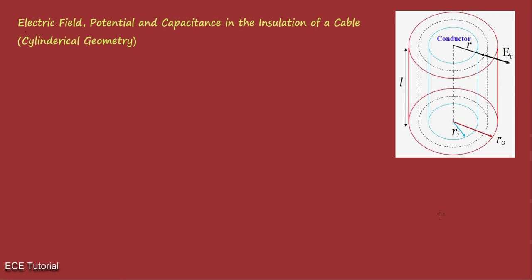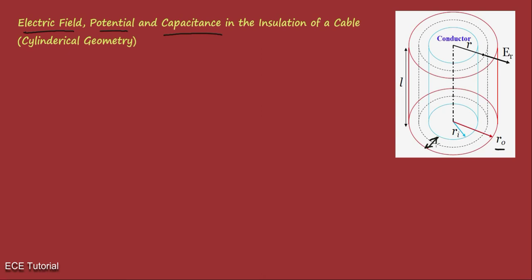Hello guys, in this video I am going to explain the electric field distribution, potential distribution and capacitance in the insulation of a cable. As you can see in the given figure, we have a conductor which is represented by the blue lines whose radius is Ri and it is surrounded by an insulation whose outer radius is Ro. Therefore, the thickness of the insulation is Ro minus Ri, as you can see here. This is the thickness of the insulation.